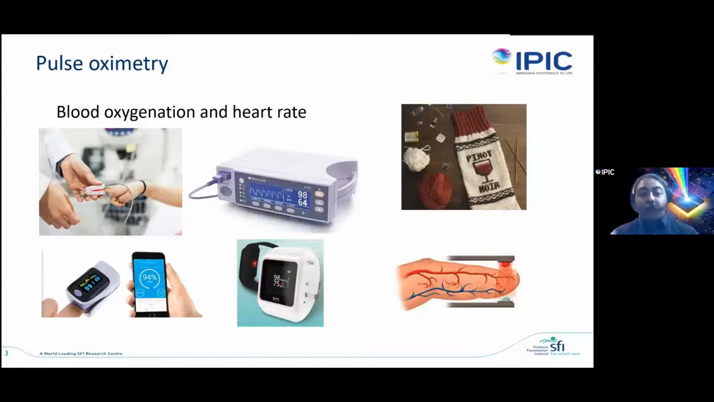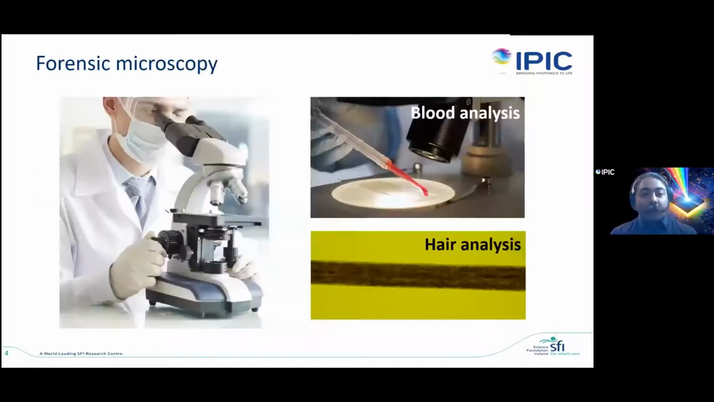But we don't only see blood signals inside the body, we also see them outside. So you can use microscopy, for example in forensic microscopy, to analyze the blood at a crime scene. And you can see many details of hairs and other objects in the scene just with this same technique.